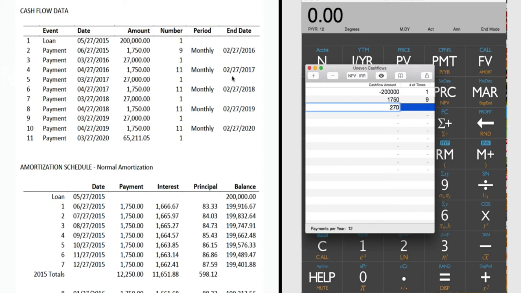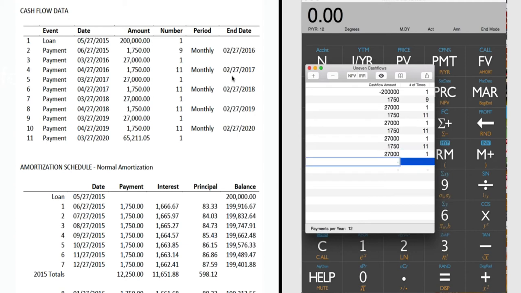Okay, and then the next month we get 27,000 in. That comes in 1 time. Then we're back to 1750. This time 11 times, right? And then we have another 27,000 that comes in 1 time, 1750, 11 times, and 1 more time. And then 65,211, 1 time. Is that right? I think so.